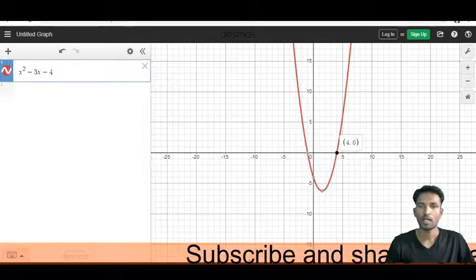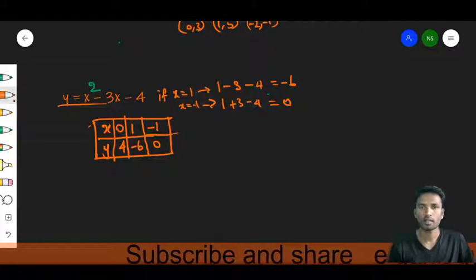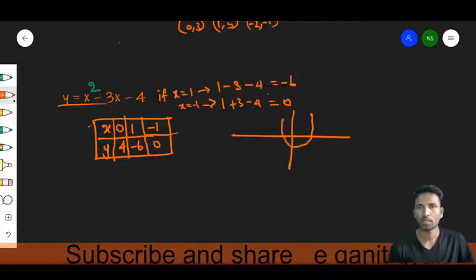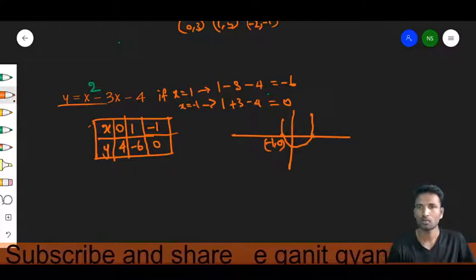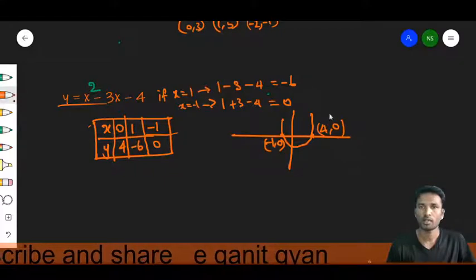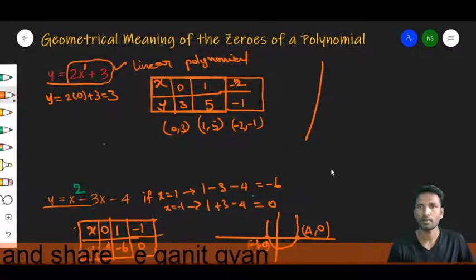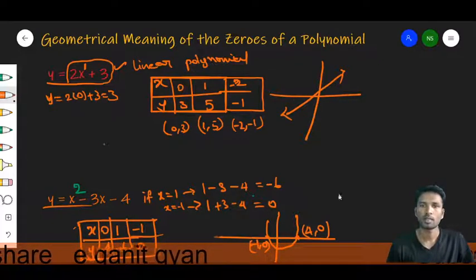Okay, now coming to our actual thing, we are getting the parabola like this. Here minus 1, 0, here 4, 0. And for the linear equation, we got one particular line like this. We will see those 2 points also.